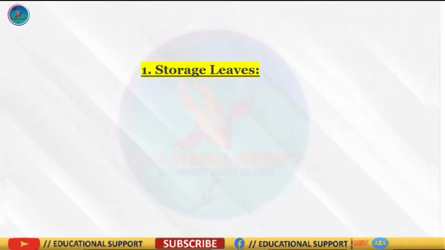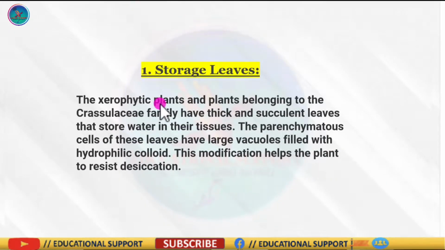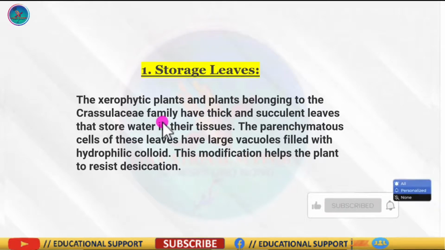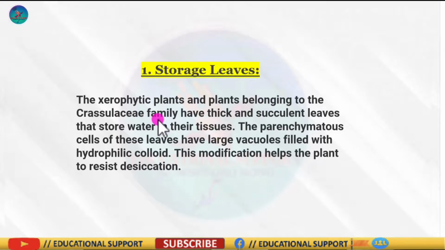Some of the modifications of leaves in plants that help the plants are as follows. Leaf storage: some plants of xerophytic habitats have highly thickened leaves with water storage tissues. These leaves have large parenchymal cells with a big central vacuole filled with hydrophilic colloid.